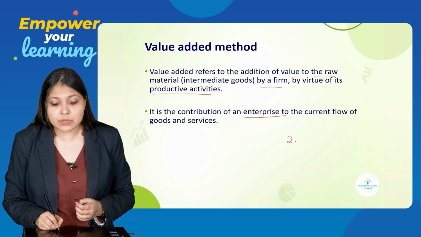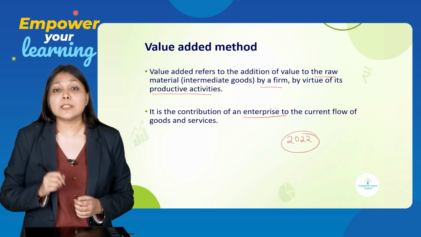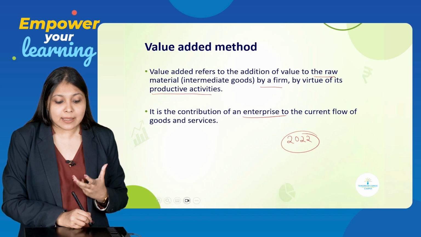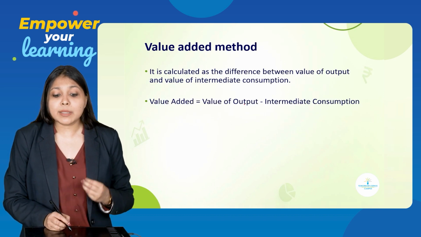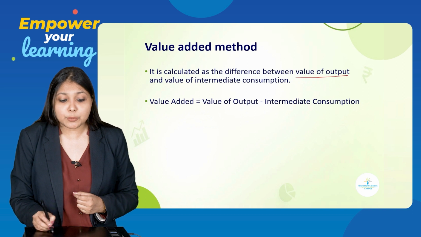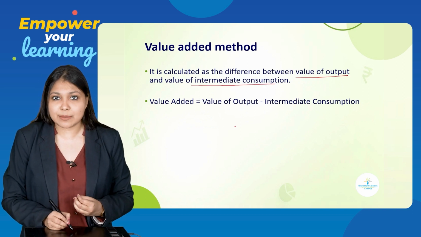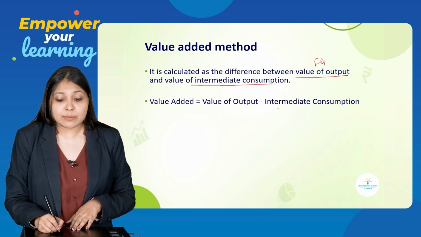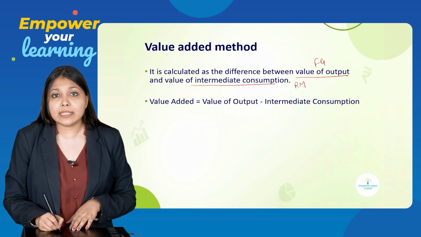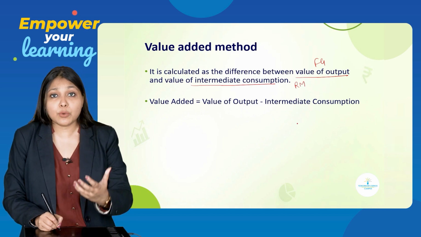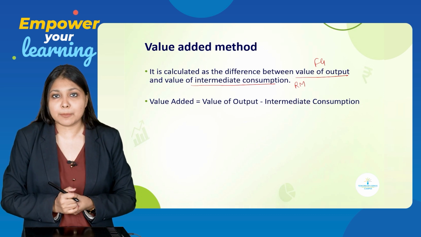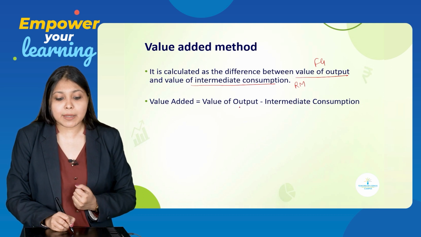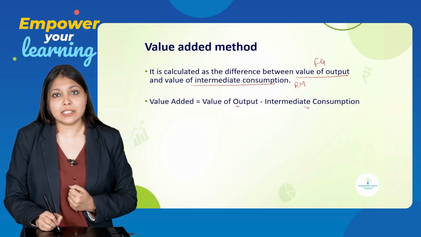If I talk about 2022, all those goods and services produced in the year 2022 will be considered. Value added is the calculation between the value of output and the value of intermediate consumption. Value of output is your final good, and intermediate consumption is your raw materials or other products which are going to be used for further production of a final good. So, value added is simply the value of output minus intermediate consumption.